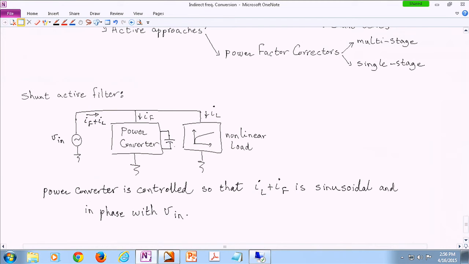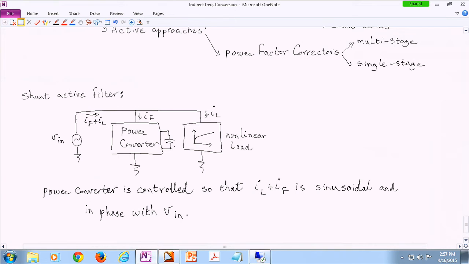On average, you're not really dissipating a lot of power over there. So this is the very basic idea of shunt active filters. In power systems, there are converters like this, on a megawatt kind of scale. But that's not really what we are going to cover over here.